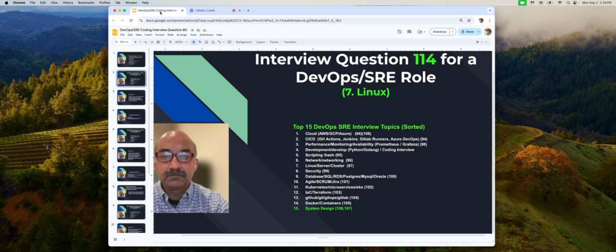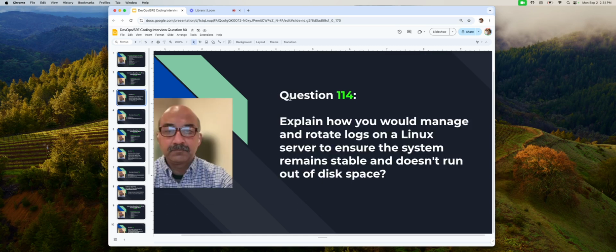So today's topic is number 7 out of 15, Linux. Linux is at the heart of all DevOps. Almost everything that we do runs on Linux, from CI/CD pipelines to containers to what have you. So you have to have enough knowledge about Linux to be a DevOps person. The question today is: explain how you would manage and rotate logs on a Linux server to ensure the system remains stable and does not run out of disk space.